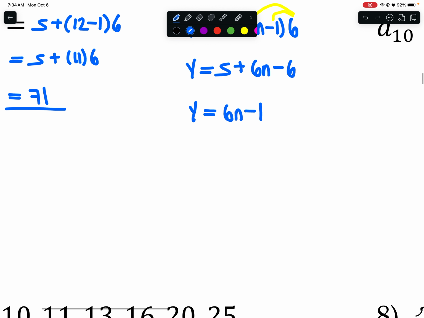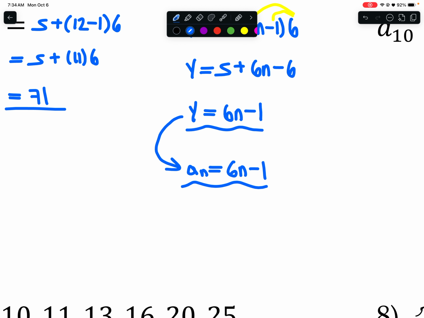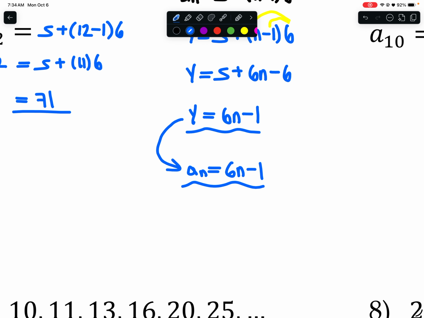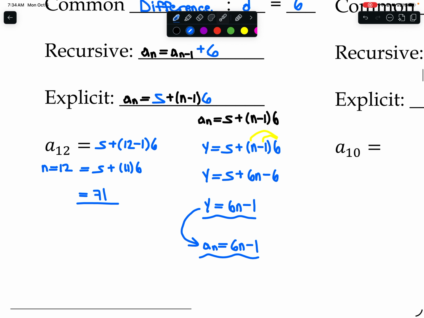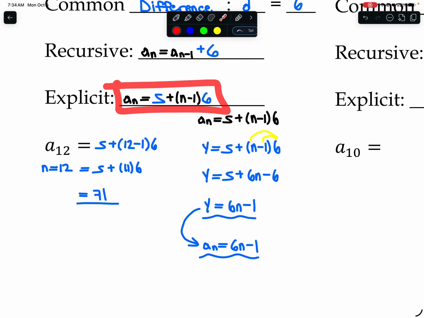I've seen some write it as y equals. I've still seen some people write it as a sub n equals 6n minus 1. The actual letters, I guess, don't necessarily matter, but the form is what we really want to focus on. So we could write it as explicit form, which is what we have up here, or we could do it in slope-intercept form using whichever set of values or letters we want to use.